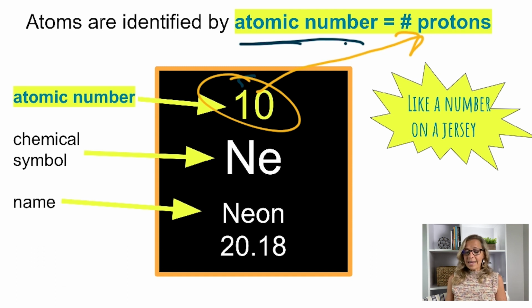So it's how we identify elements, by their protons, not neutrons, not electrons. So it's like a jersey number. Like say you're watching a football game and number 10 makes a great play and you say, well, who's number 10? Well, grab your roster and look up number 10.